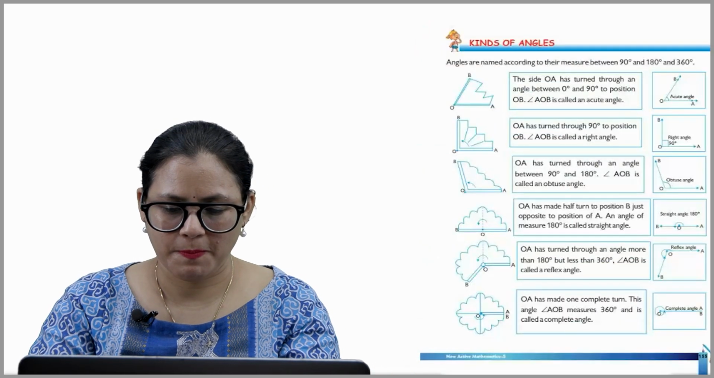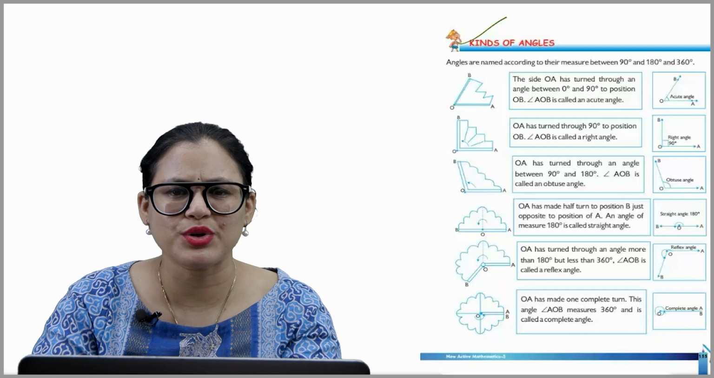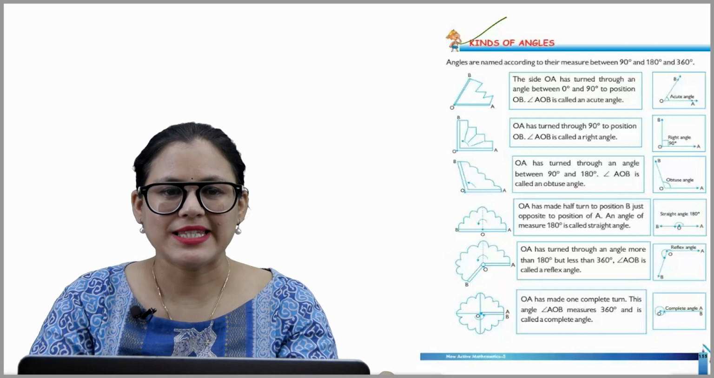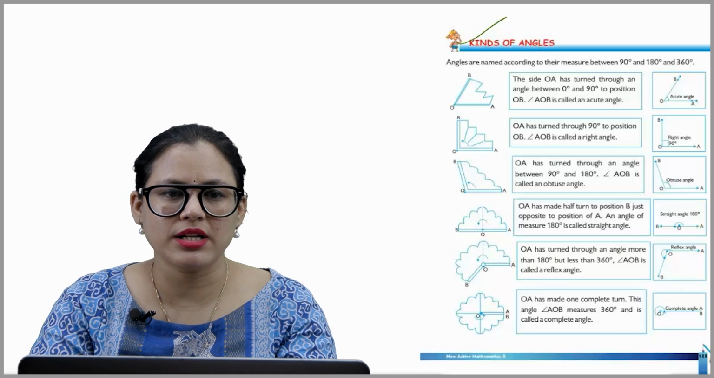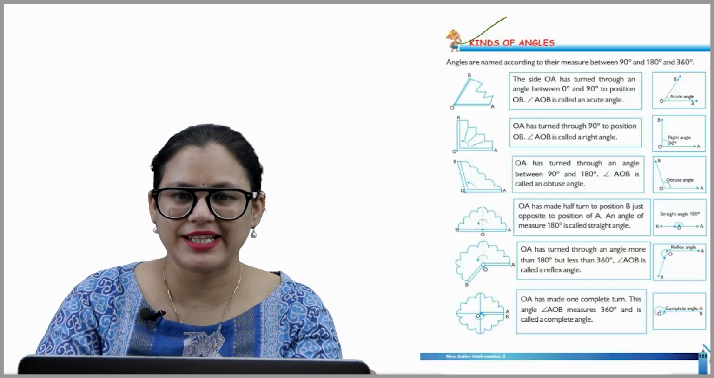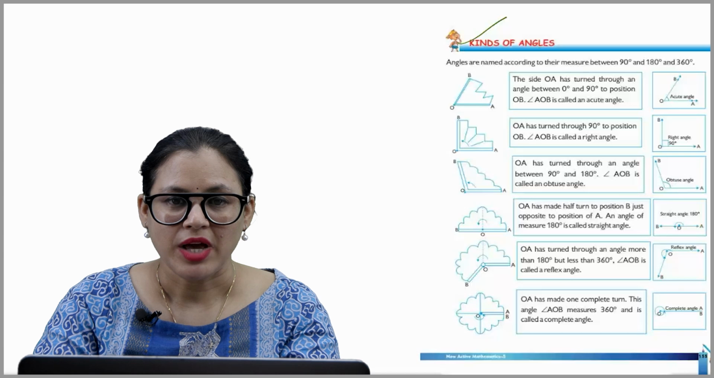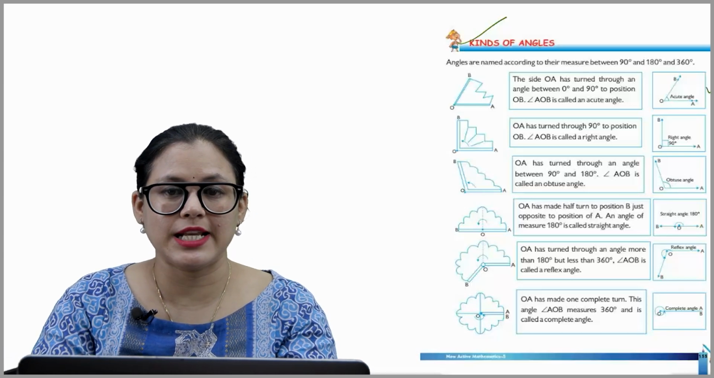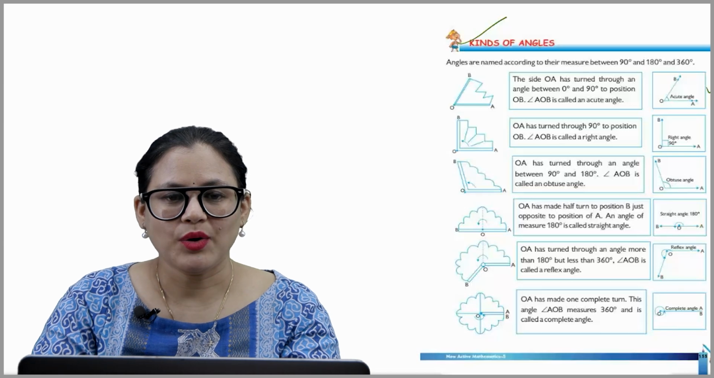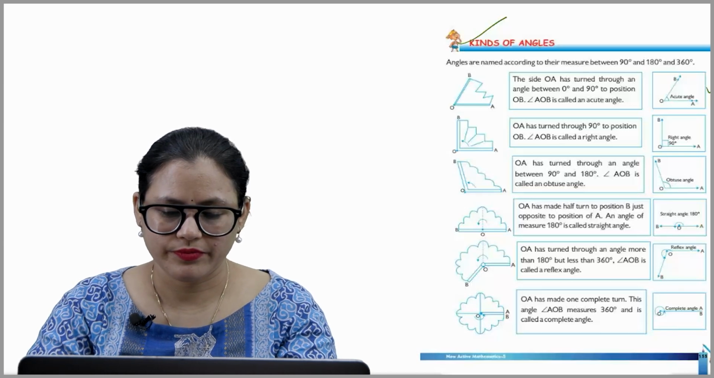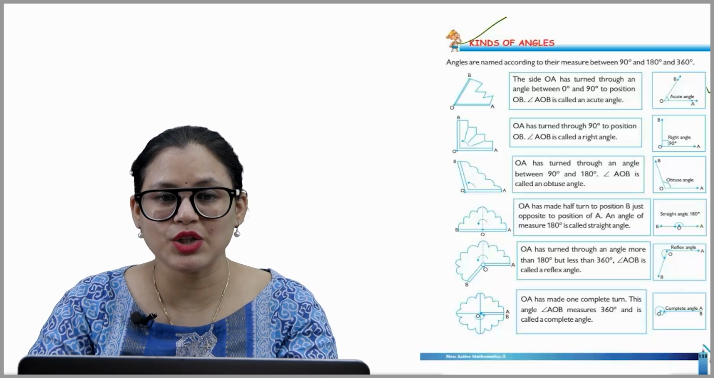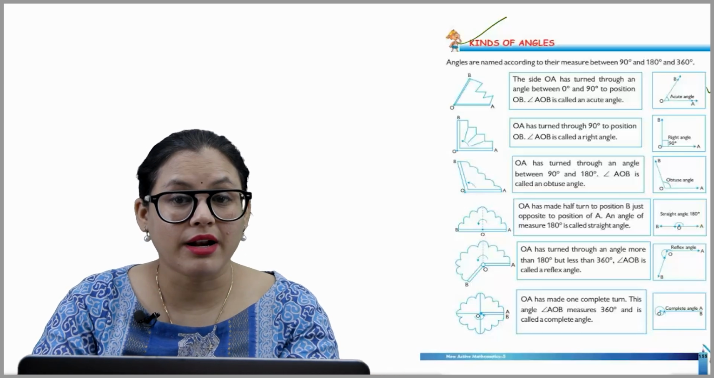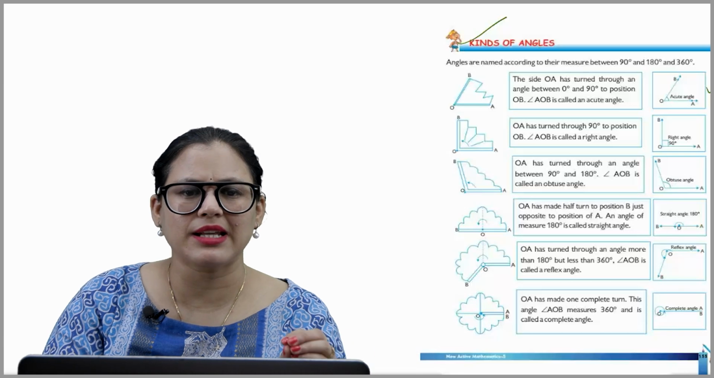Now, kinds of angles. Angles are named according to their measures, between 90 degrees and 180 degrees and 360 degrees. The side OA has turned through an angle between 0 degrees and 90 degrees to position OB. So, angle AOB is called an acute angle. It is less than 90 degrees, okay. Now, OA has turned through 90 degrees to position OB. So, angle AOB is a right angle, which is exactly 90 degrees.